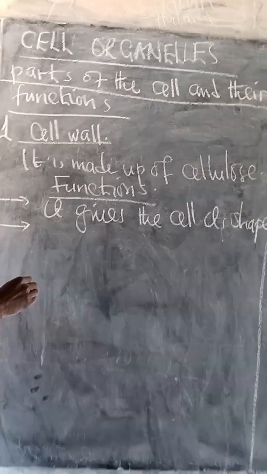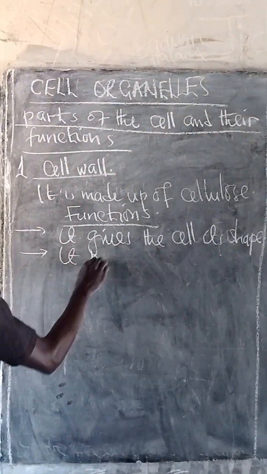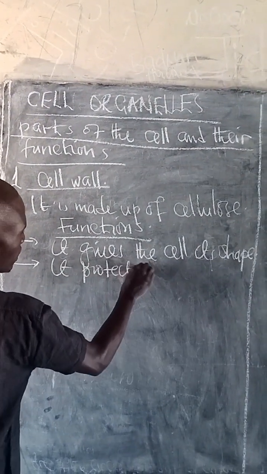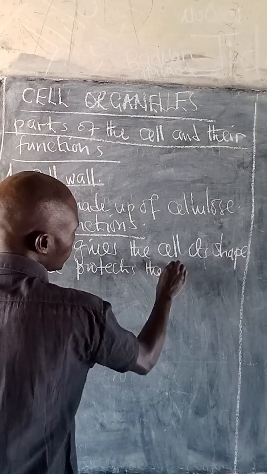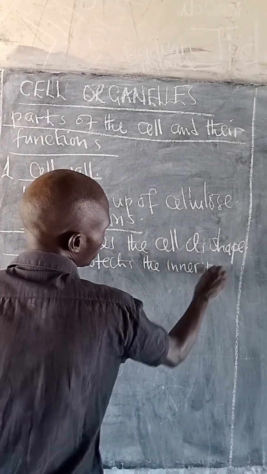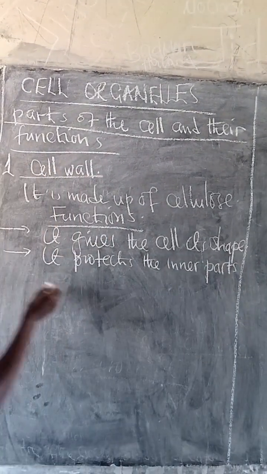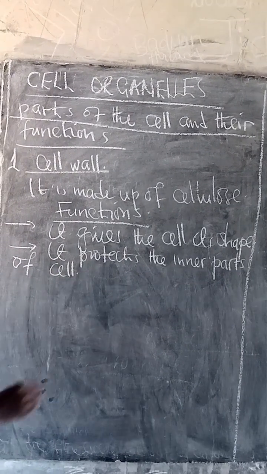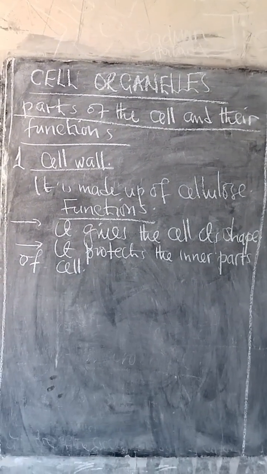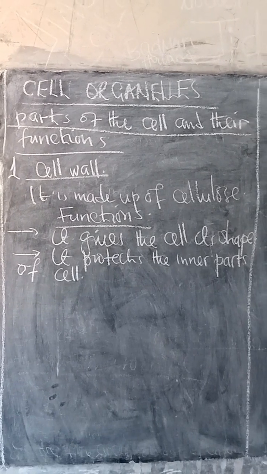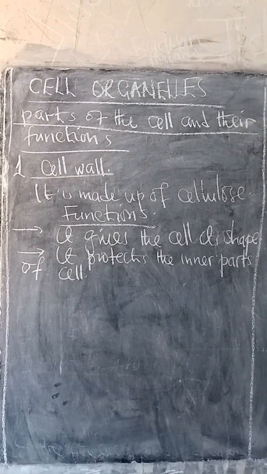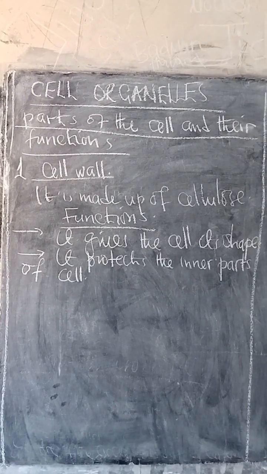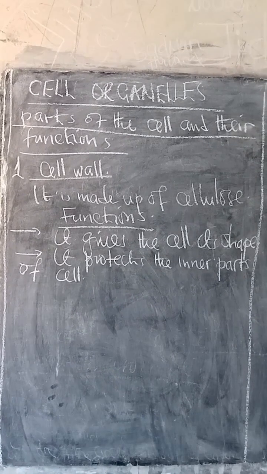Secondly, it being tough, it protects the inner parts of the cell, because inside the cell there are a number of structures: the nucleus, the cytoplasm, and other important organelles which are inside. All these are protected by the cell wall, which is rigid.